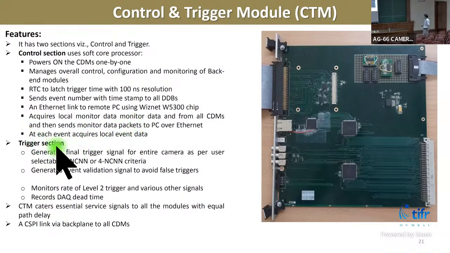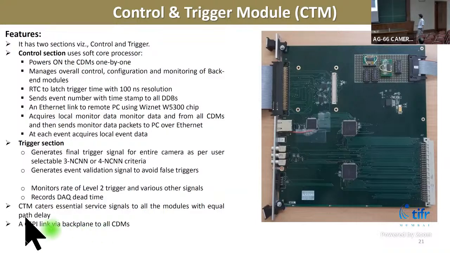And the trigger section generates the final trigger signal for the entire camera. It also generates the event validation signal to avoid false triggers, and monitors rates of various signals. And it also caters essential service signals for all the modules, like this final trigger signal and the basic clock.